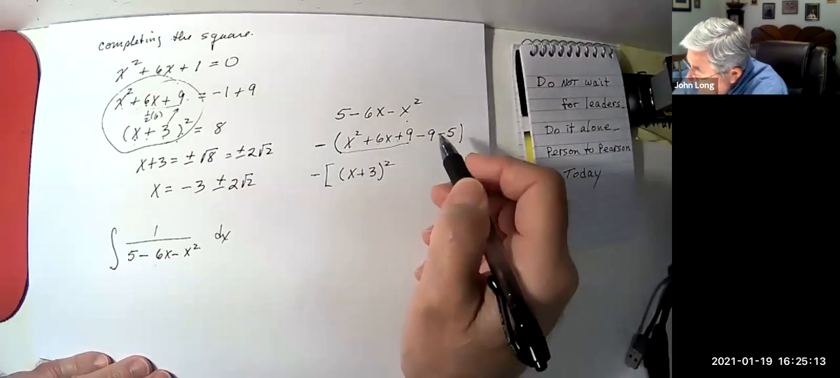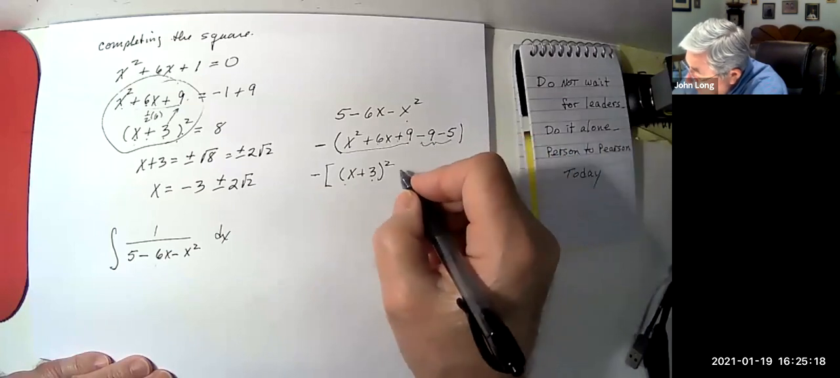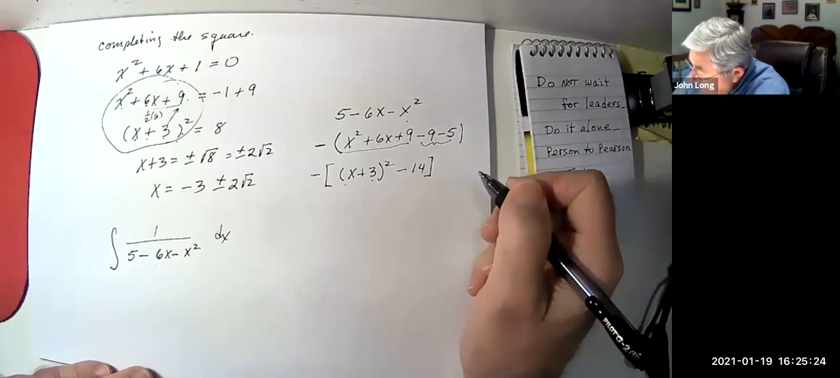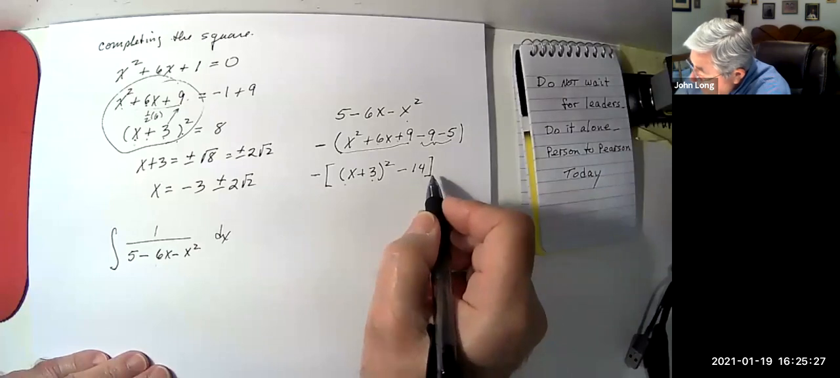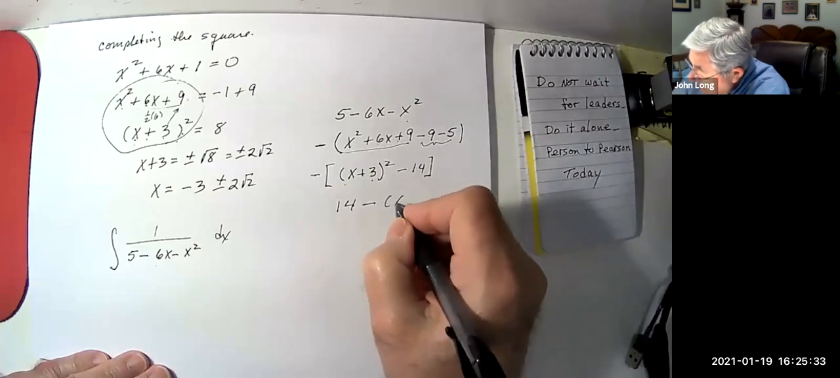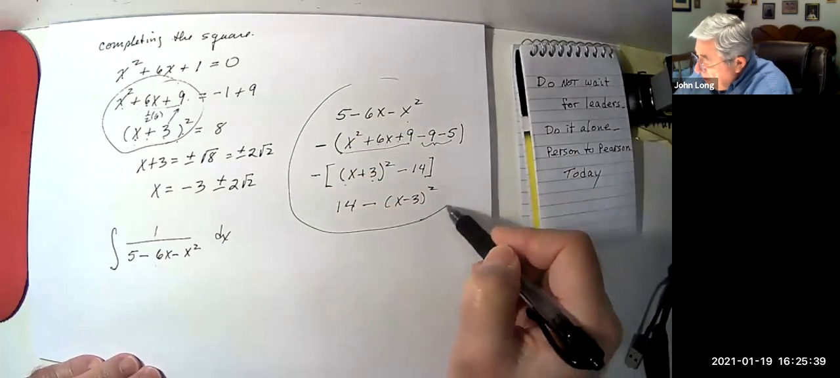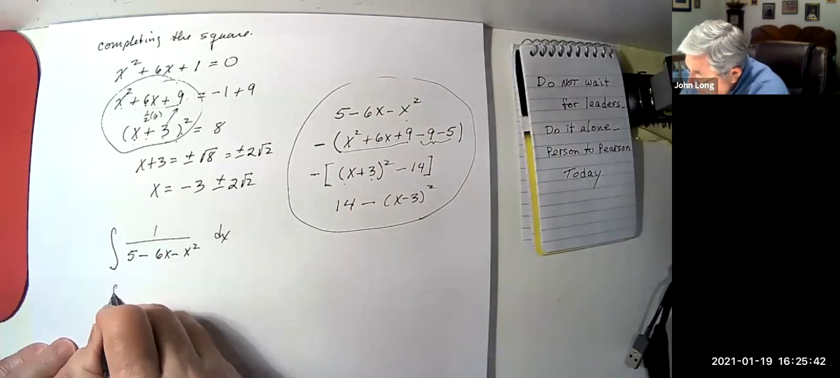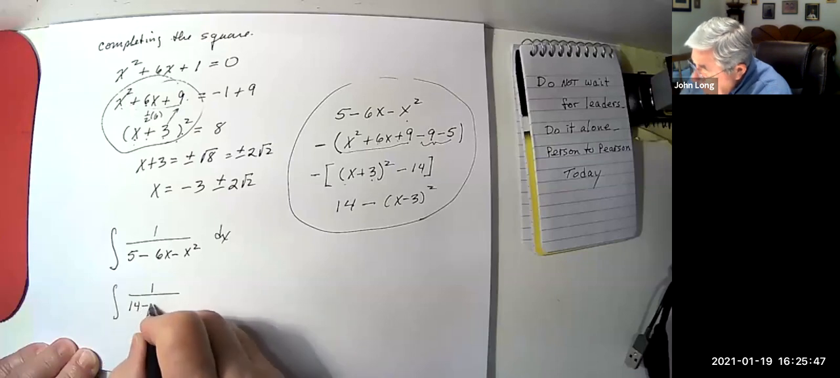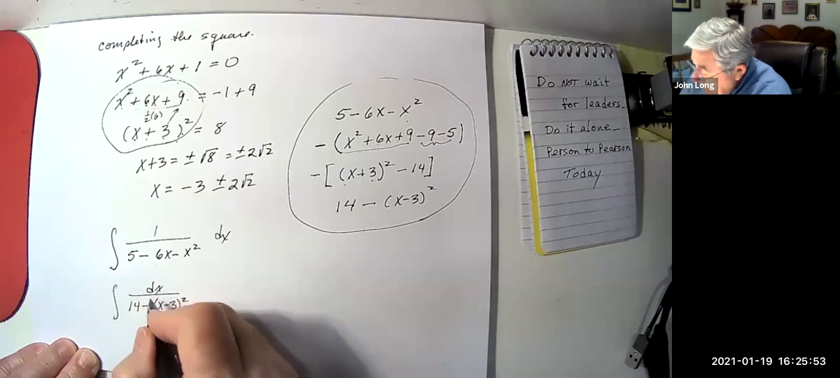Now, these three terms are taken care of as x plus 3 squared. These two combine to make it minus 14. Now, multiplying through by the minus sign and rearranging it, this becomes 14 minus x minus 3 squared. Now, there's the algebra that enables me to rewrite this problem as 1 over 14 minus x minus 3 squared. And I'll just go ahead and put the dx up here.